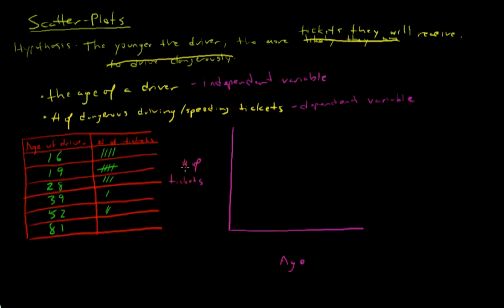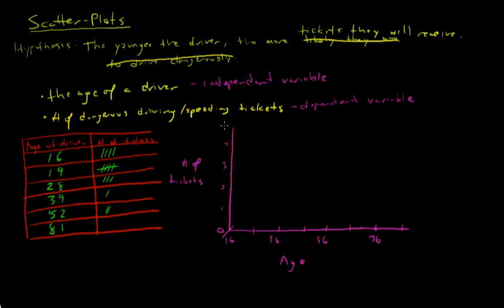And we're going to go up by tens all the way to, say, 86. We have 26, 36, 46, 56, 66, 76, and 86. And then the number of tickets, we have 0, 1, 2, 3, 4, and 5. And so now we can actually just graph on our scatter plot the actual data that we've gotten.